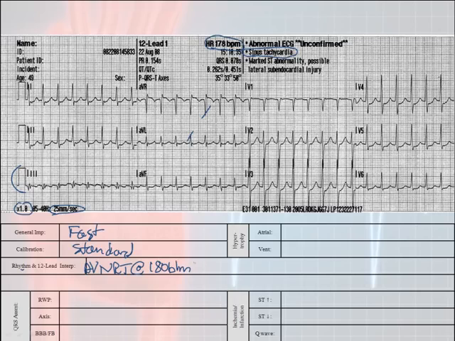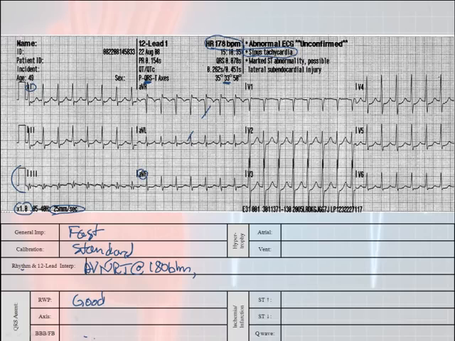Why? Because they give me the rate at the top. How is my R wave progression through my precordial leads? Technically, even though it's at 180 beats a minute, it's a good R wave progression. How about my axis? Well, there's two things I can do. I can either look at lead 1 and lead AVF, or this is what I like to do: look at your QRS right here. That middle number, 33 degrees, tells me that it's a normal axis.